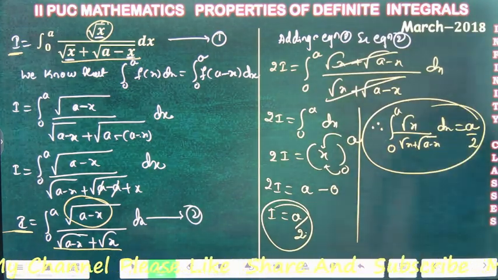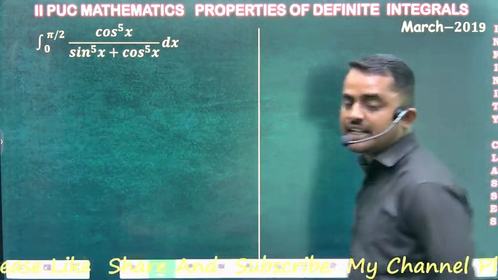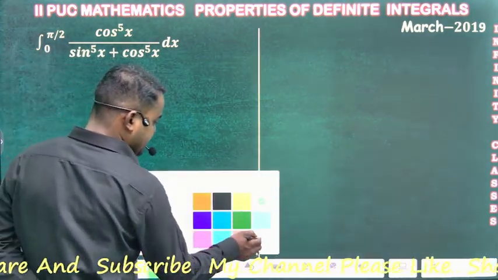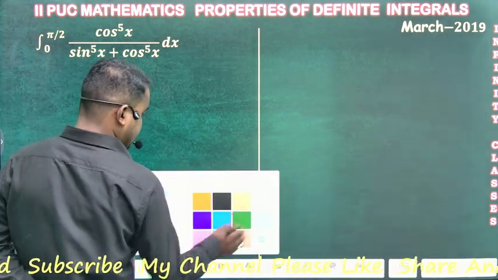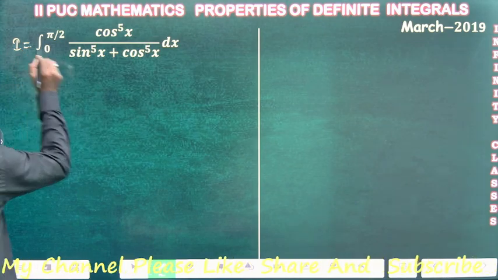That is the March 2019 problem. So here in March 2019, what is the problem given? First, I is equal to the given problem, and call this equation 1.